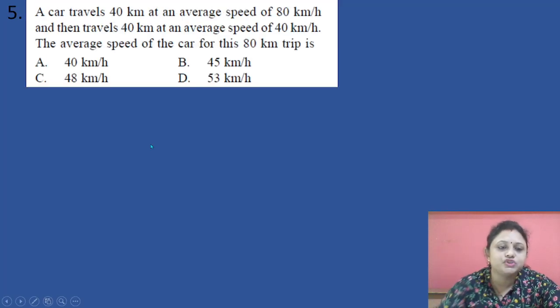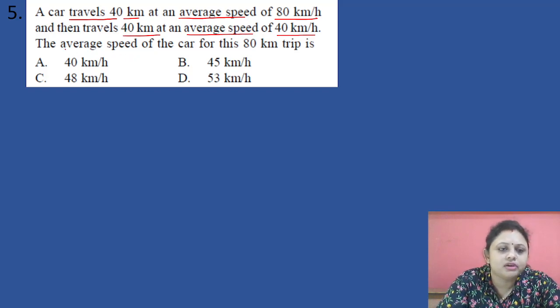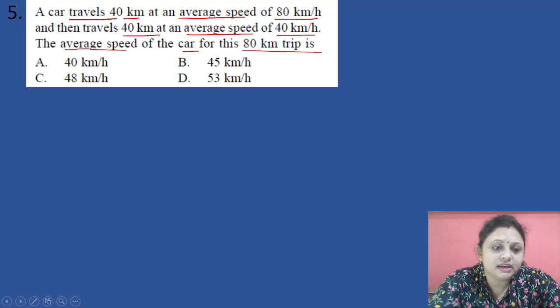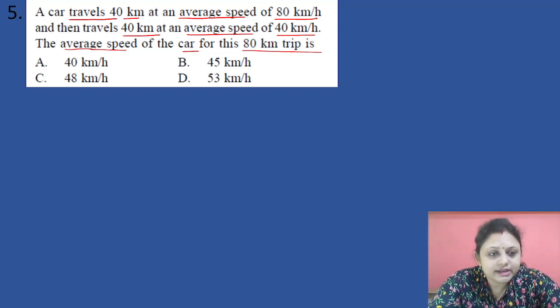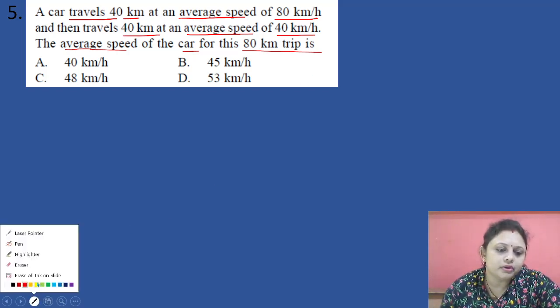Coming to the next question, a car travels 40 km at an average speed of 80 km per hour, then travels 40 km at an average speed of 40 km per hour. The average speed of the car for this 80 km trip is, options are A 40 km per hour, B 45 km per hour, C 48 km per hour, D 53 km per hour.